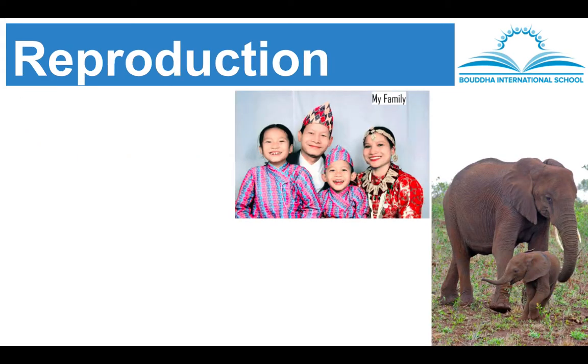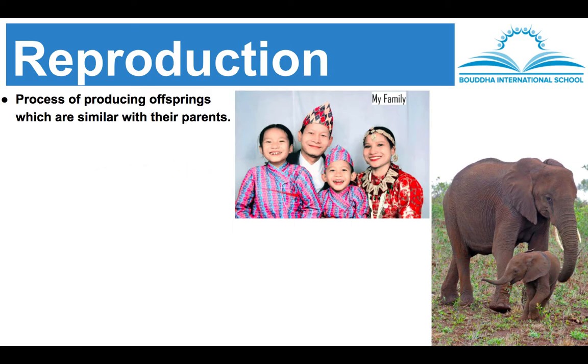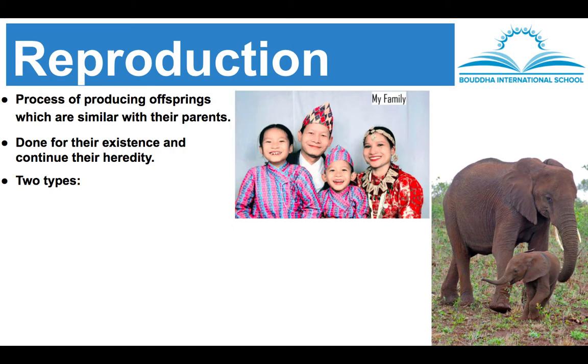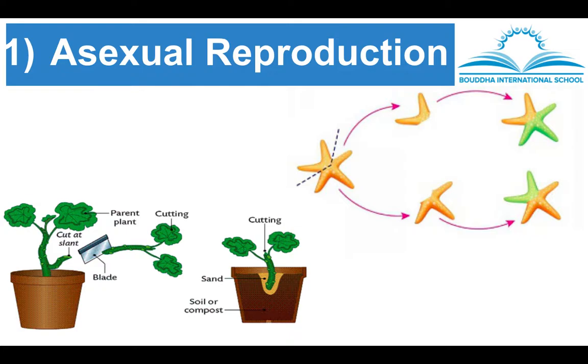Let's begin with the definition of reproduction. So reproduction is the process of producing offsprings that you see here, which are similar to the parents. Reproduction is done for two reasons. One is to continue the existence of a species, and the next reason is to continue their heredity. And there are two types of reproduction. One is asexual reproduction, and the second is sexual reproduction.